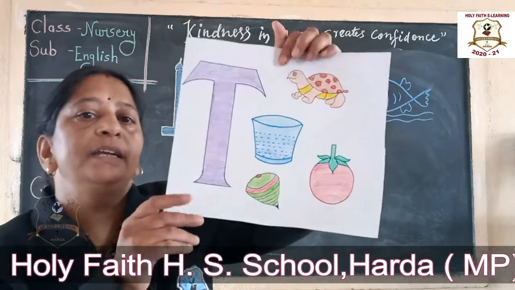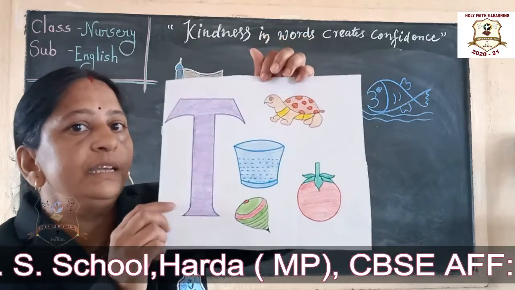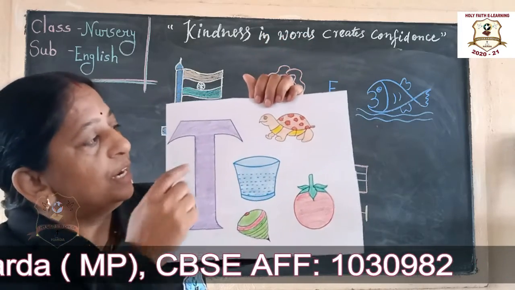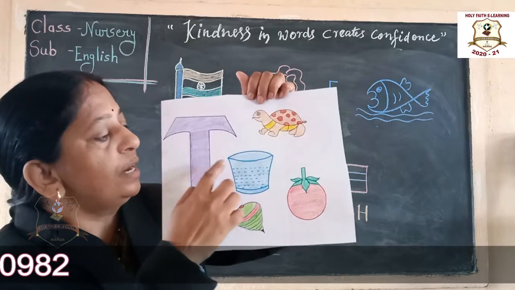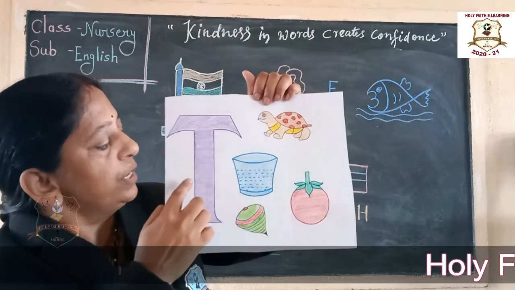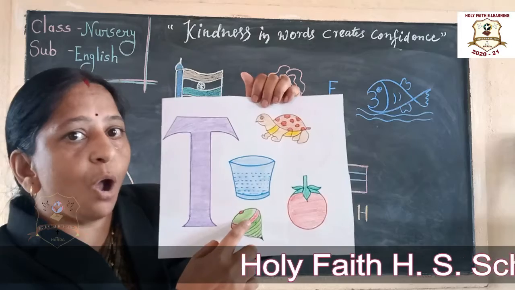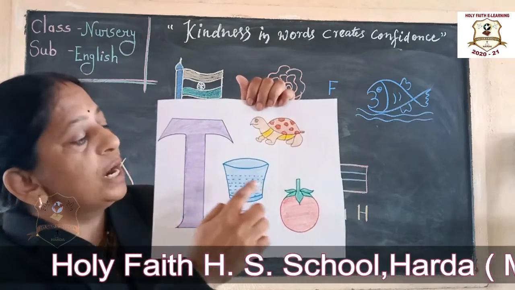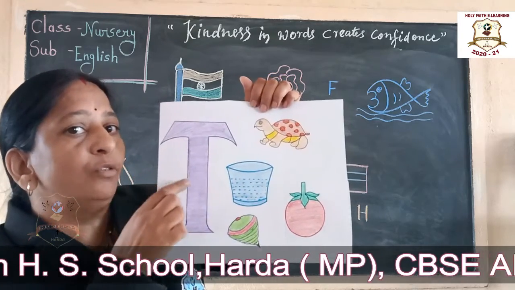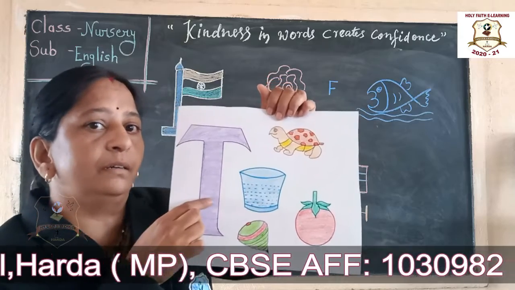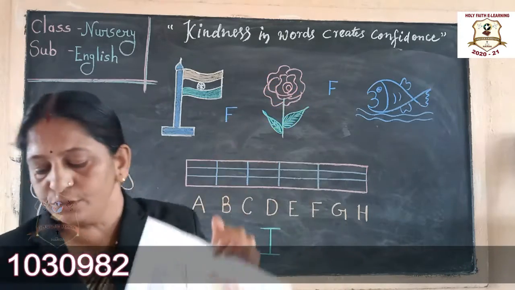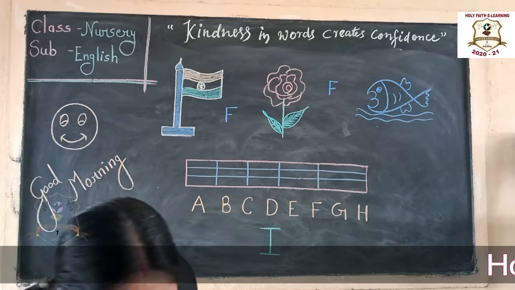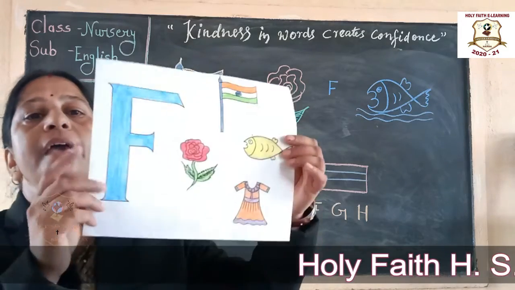Next is T. T na, this letter is T. T for tortoise. T for tub. T for top. T for tomato. And sound of T is T. What is the sound of T? T. Okay, students. Now today we will learn letter F.